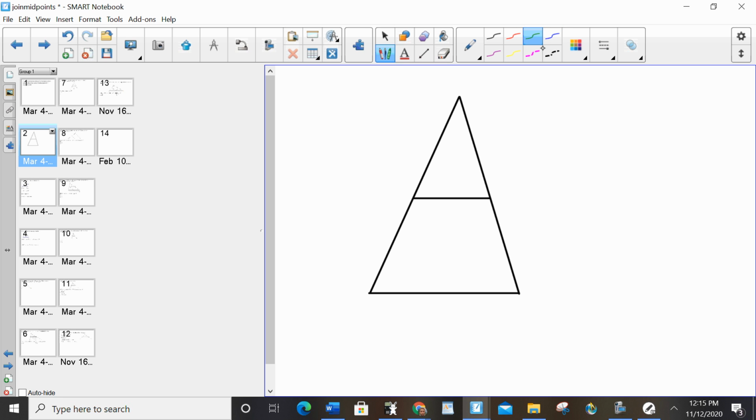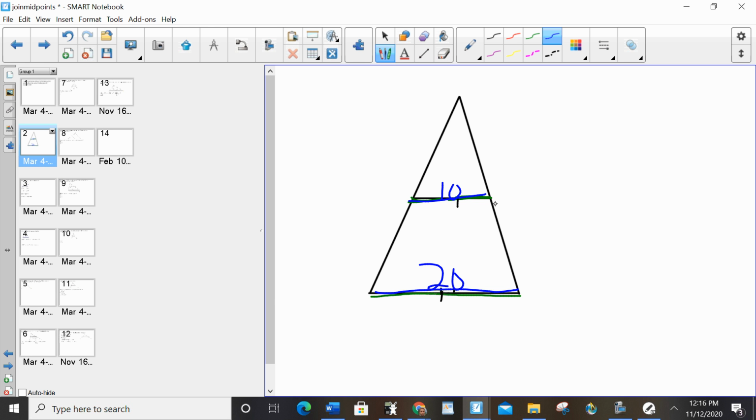Now there's something else that's important to know. The midsegment, the segment joining the midpoints, is always half of the opposite side. So if this is 2, then this would be 4. If this is 7, this would be 14. If the big one was 20, this would be 10. So the midsegment is always half of the opposite side. The opposite side is always double the midsegment.